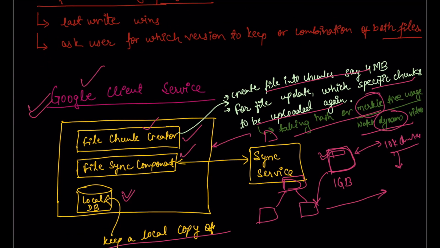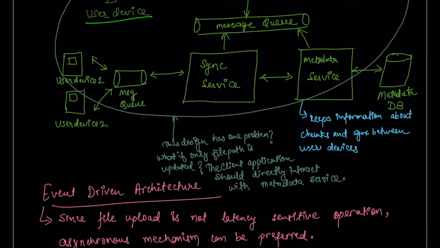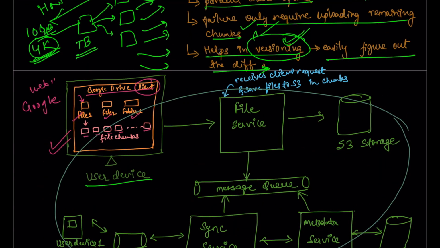So we are clear with the Google Client Service. Now let's move to another component. Once you have figured out that these are the chunks which you have to upload, you have a file service. You basically pass on these chunks. You can assume this as an HTTP request. So on this HTTP request you are passing on these chunks, and this file service is doing two operations.